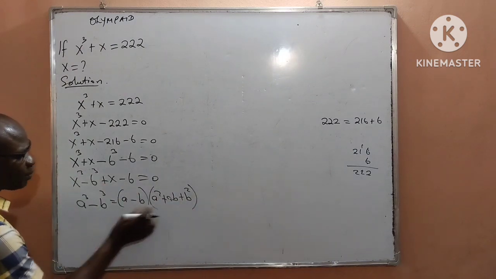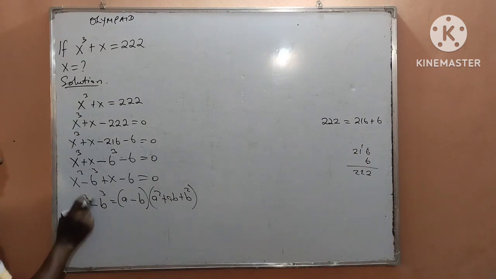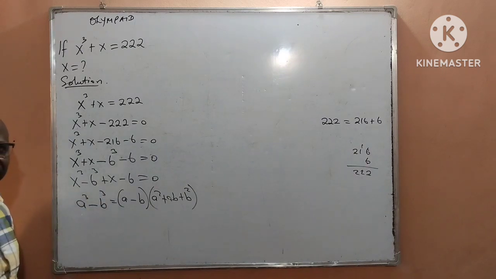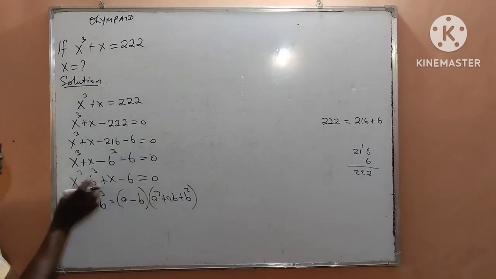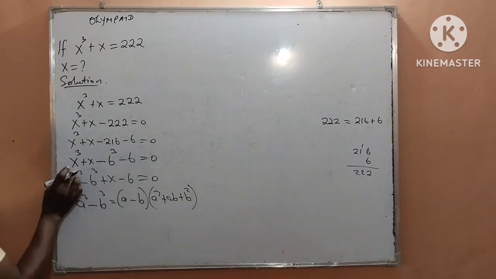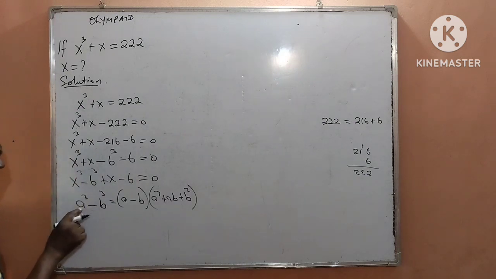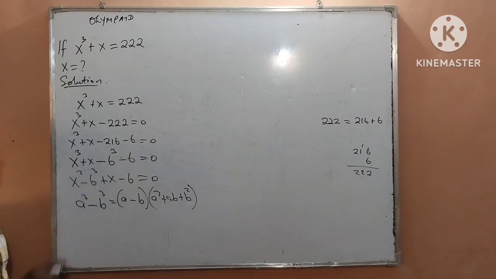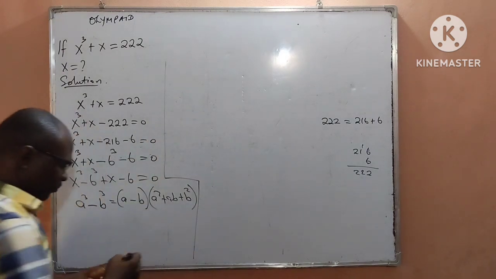When we multiply these two brackets, it will give us exactly a to the power 3 minus b to the power 3. I am now going to use this concept to expand x raised to the power 3 minus 6 raised to the power 3. Here, a is x and b is 6. Therefore, it will result to this.